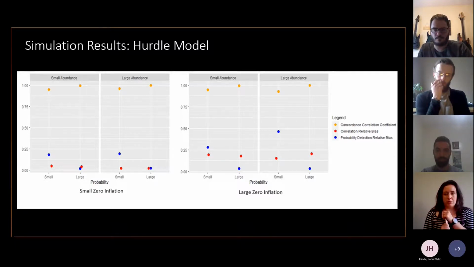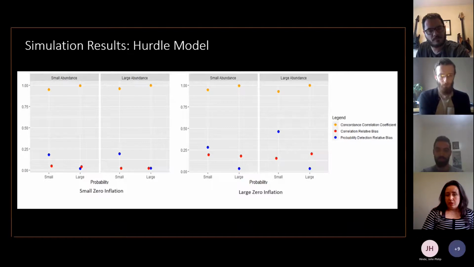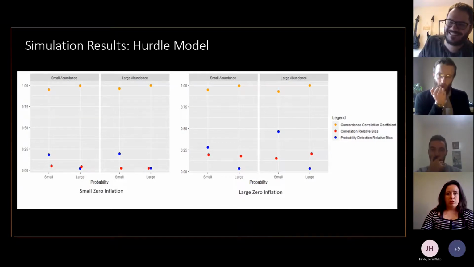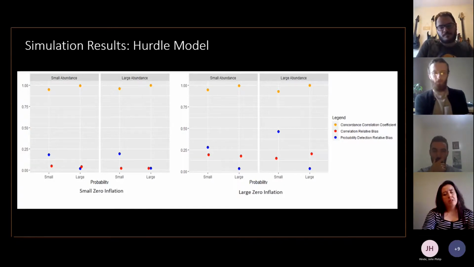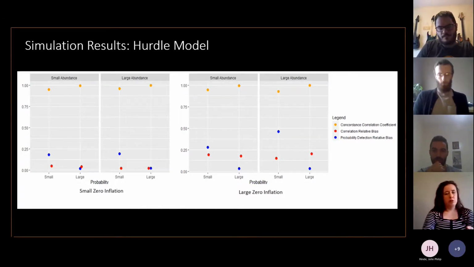Finally, we have our relative bias for our interspecies correlations, which is our red points. Changing from small to large probability and abundance doesn't seem to have any effect, really at all, on the estimates of the interspecies correlations. But what does have an effect is going from a small amount of zero inflation to a larger amount of zero inflation. When we go from small zero inflation to a larger zero inflation, it increases the relative bias for our interspecies correlations, which means that our interspecies correlations aren't being estimated as well in this situation, which also makes sense.